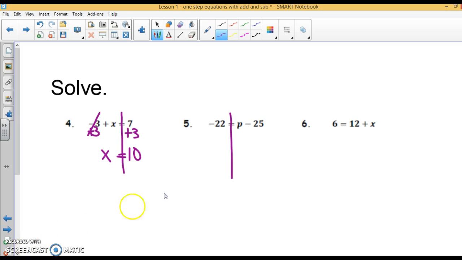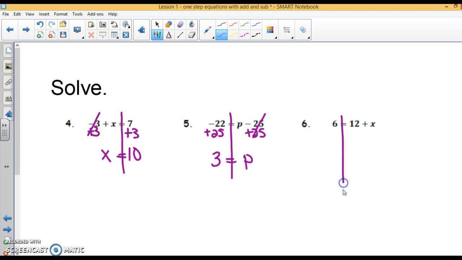Draw the line down the middle. Now this one's a little different. Because look, the variable's on the right. So I want to get the variable alone. What's the opposite of minus 25? It's plus 25. You do that to both sides of the equal. Negative 22 plus 25 is 3 equals, over here I've got p.